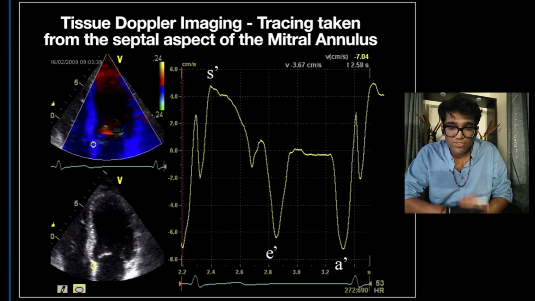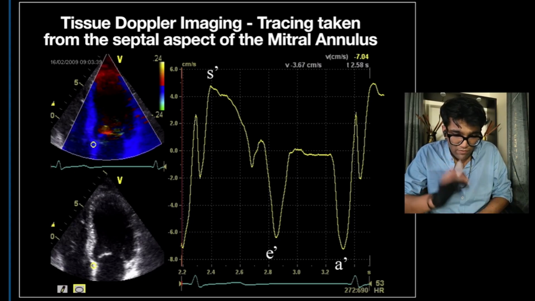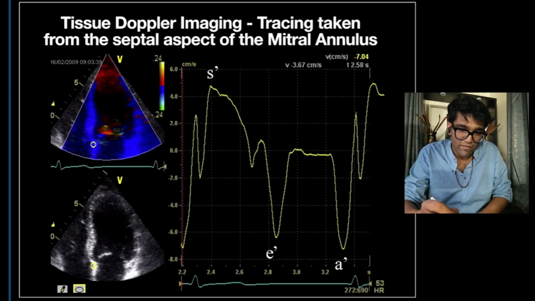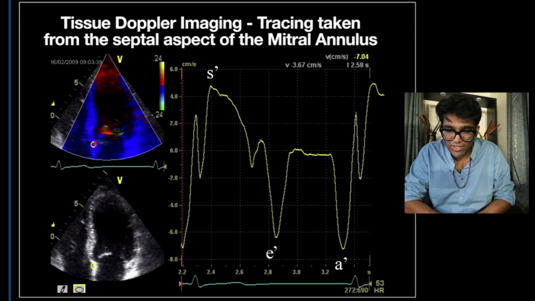Now this is the actual tracing. What we've done is we've actually taken an apical 4-chamber view. In this tracing, however, the line of interest has been placed on the septal mitral leaflet. You can do either. The cutoffs are slightly different. That is the only thing.